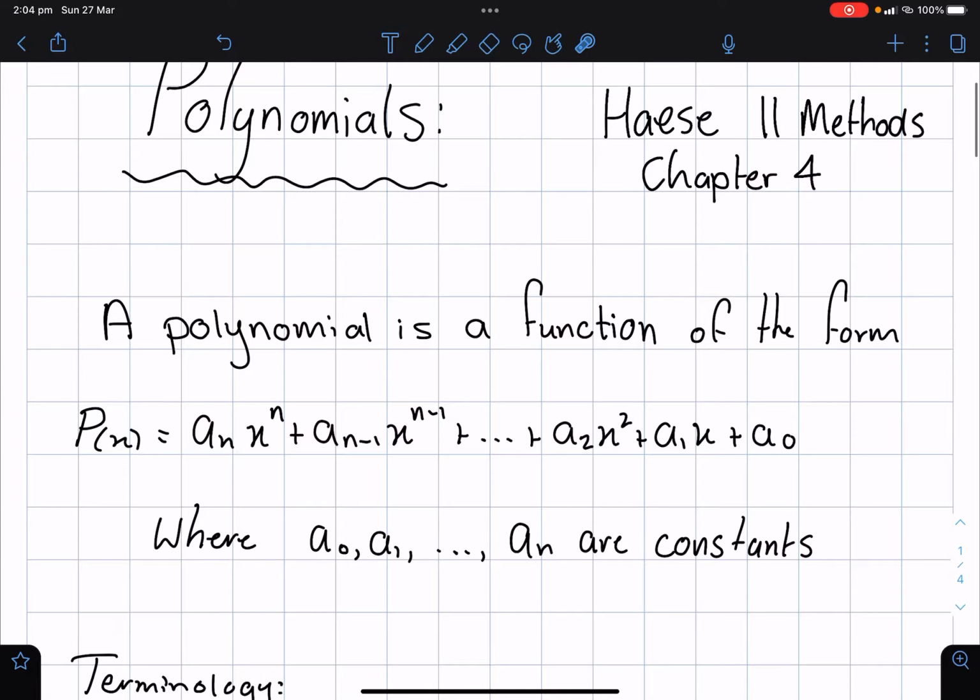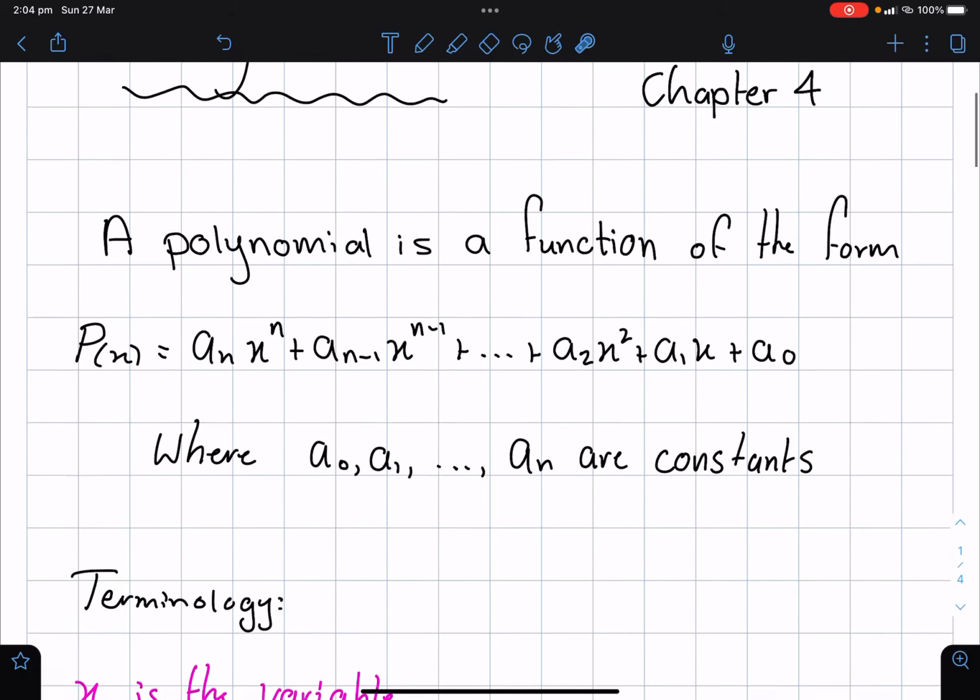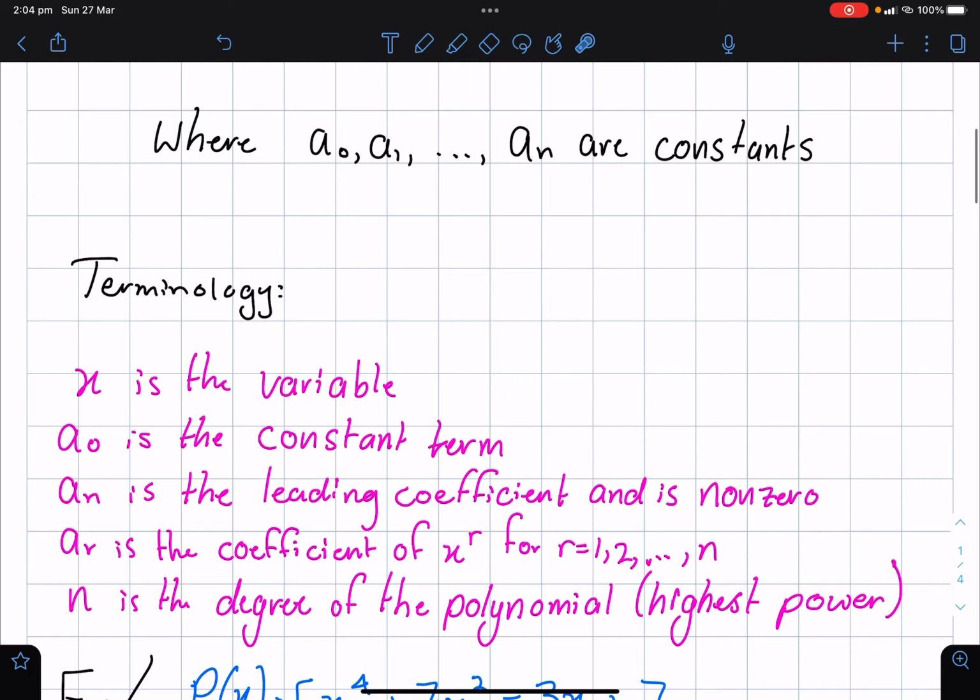A few little pieces of terminology that I'm going to be using throughout this little chapter. I just want you guys to be exposed to them, have a bit of a look at those. So x is the variable, so might not be x in all cases. Most of the time it will be x, okay? So x is our variable. A naught is our constant term, so it's our number without a variable attached to it.